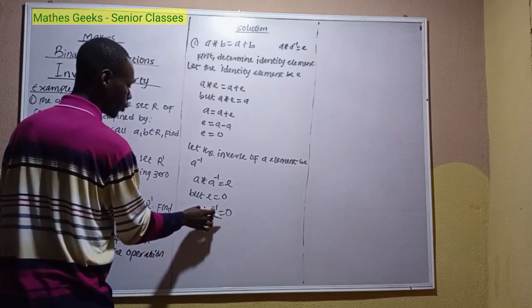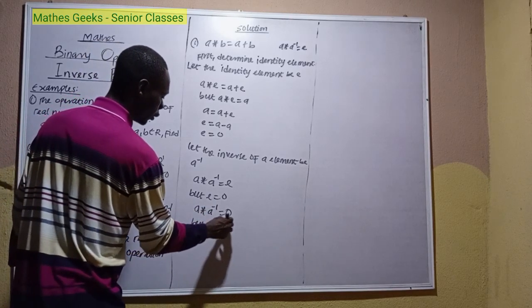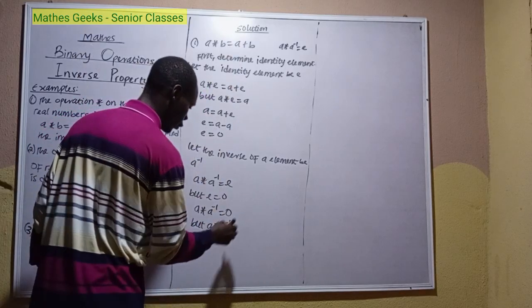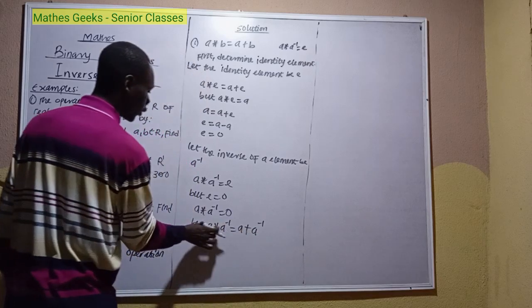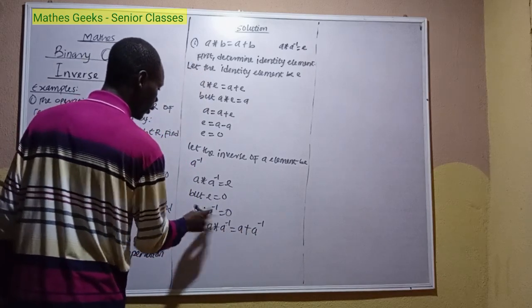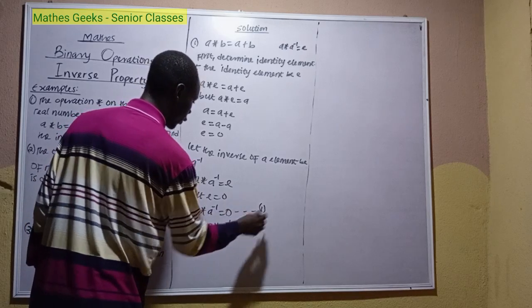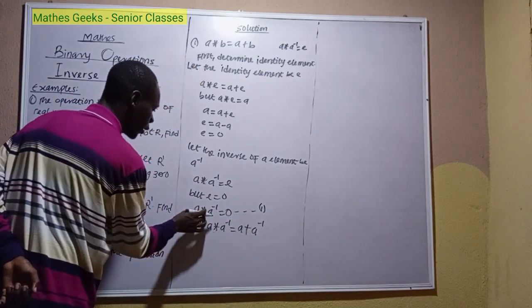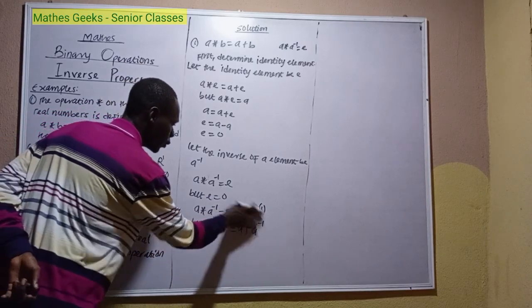Then we know that E operation A inverse, from this general rule, will give us E plus E inverse. So we put this in place of E operation A inverse in this equation. So in equation 1 we'll put this in place of A star A⁻¹.